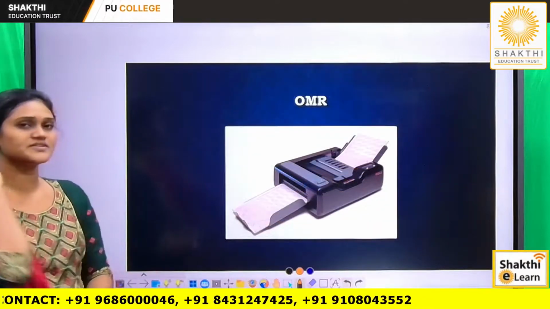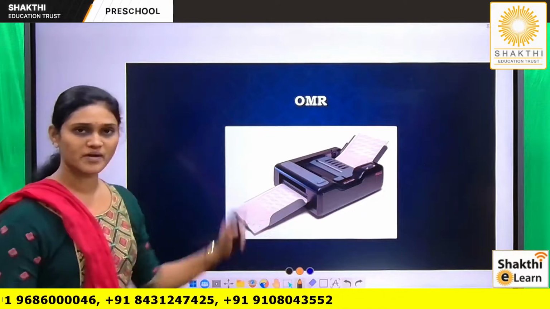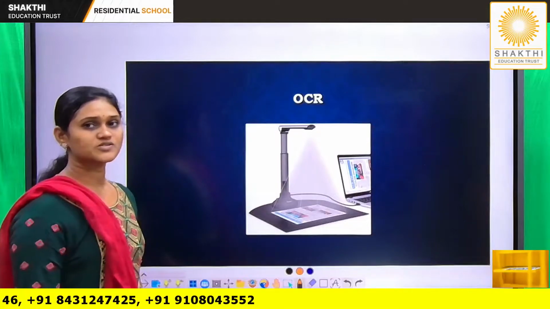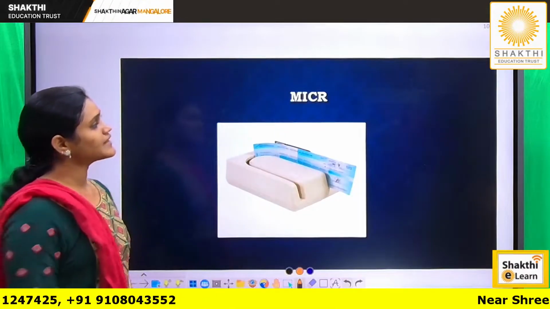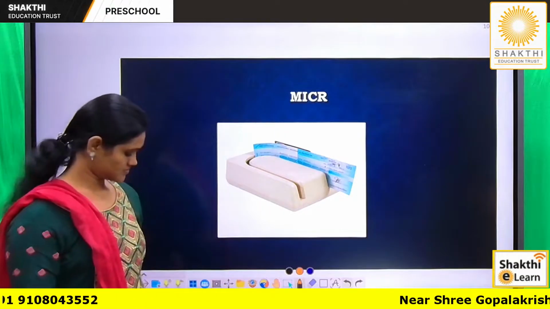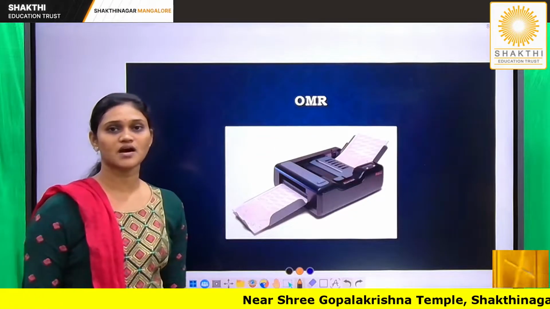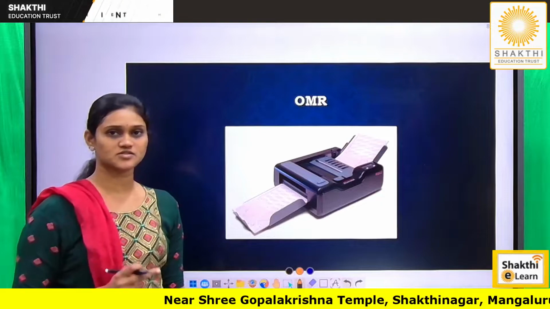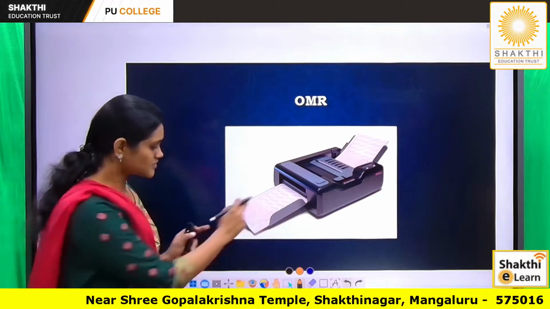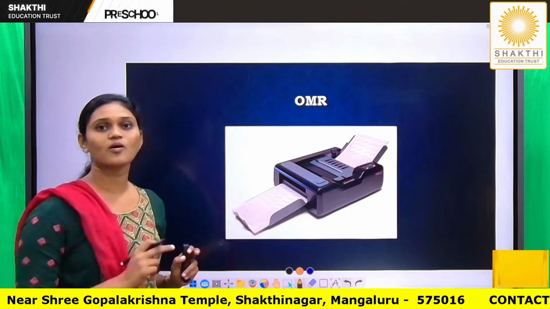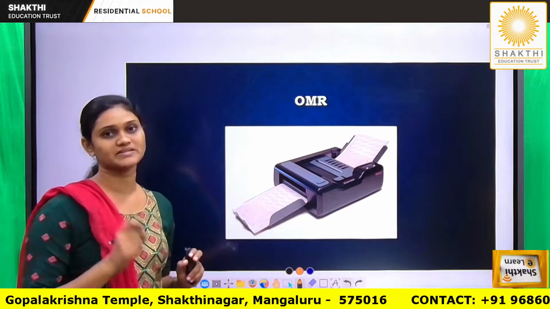Now coming to the scanners. You have OMR scanner, OCR scanner and MICR scanner. What do you mean by OMR? Optical Mark Reader and Recognition is called OMR. Have you seen these sheets? They are OMR sheets, for objective type answers.